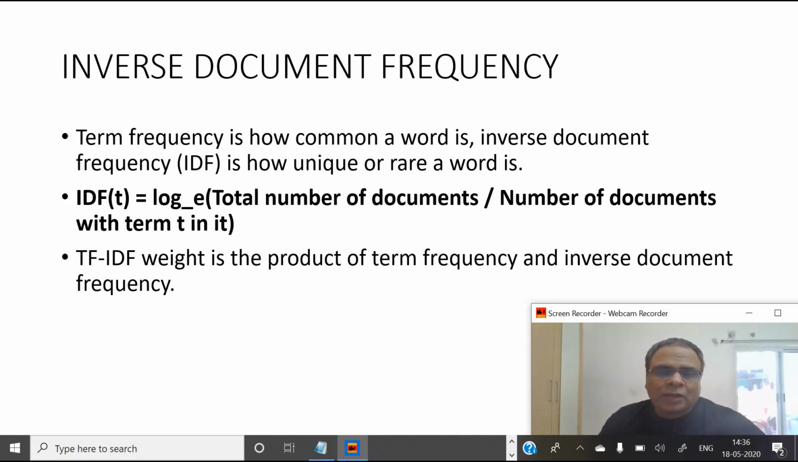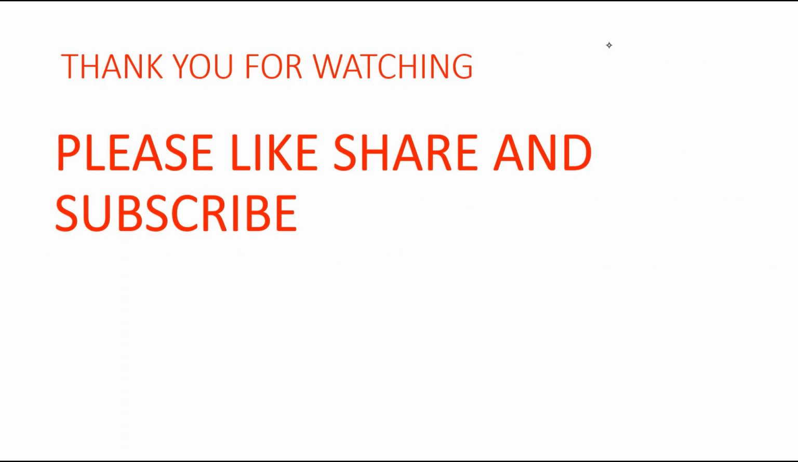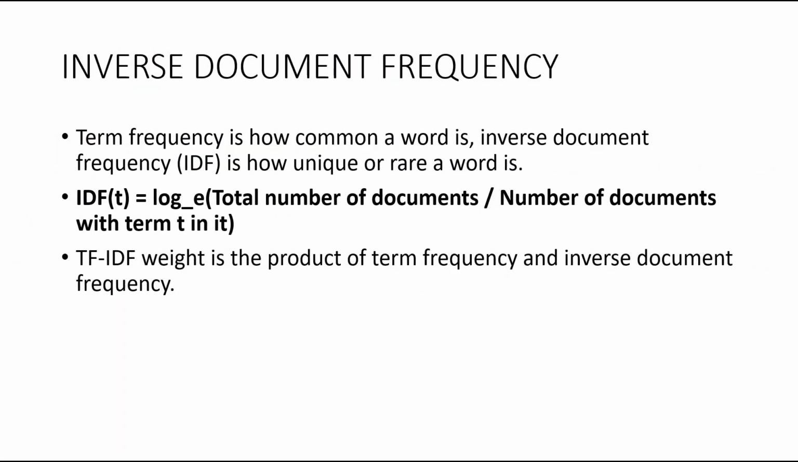That is the formula. You have the log of the total number of documents. It's a log to the base e, not an underscore. The formula is log to the base e of the total number of documents divided by the number of documents with term T in it. This is the inverse document frequency.